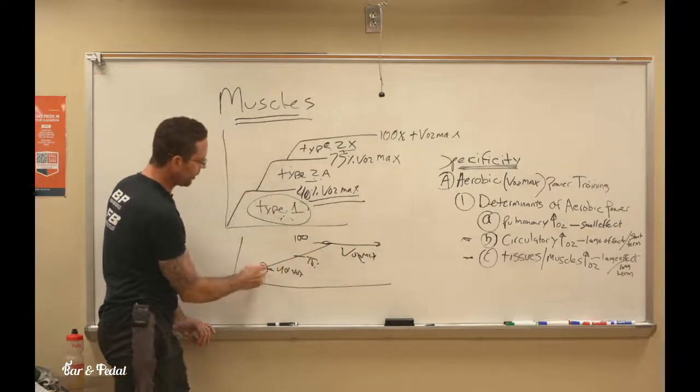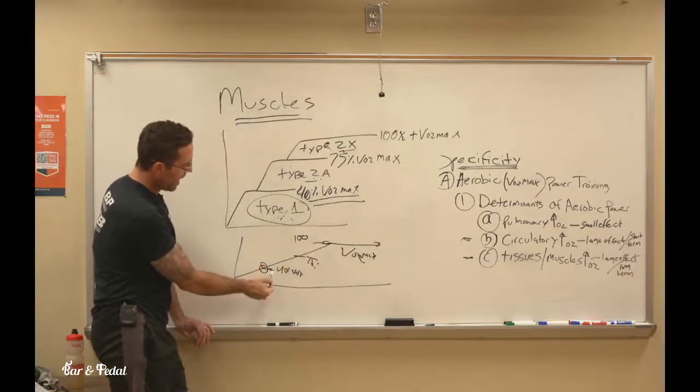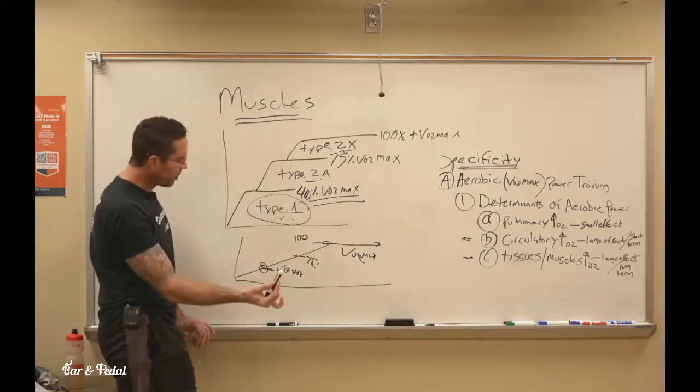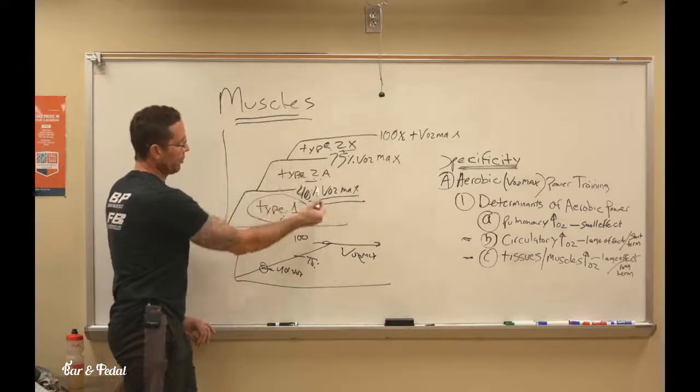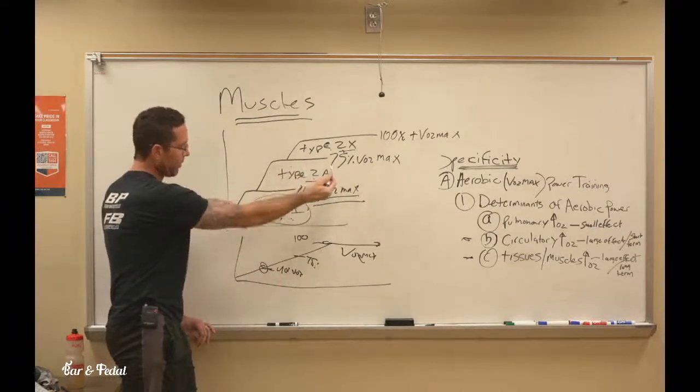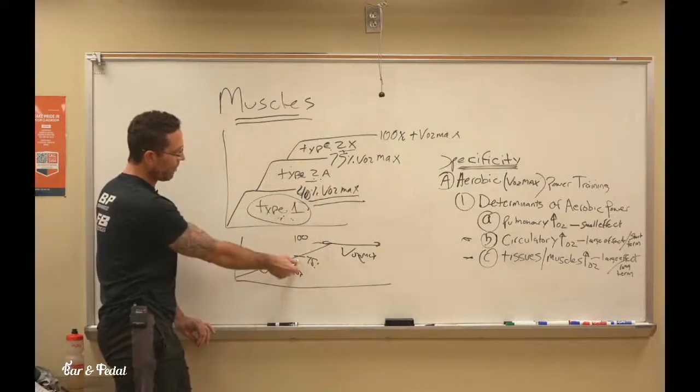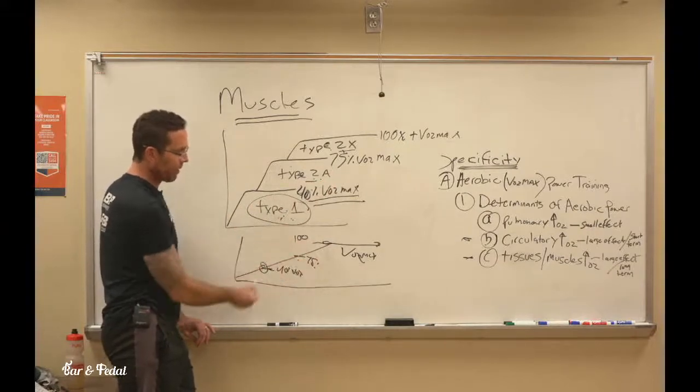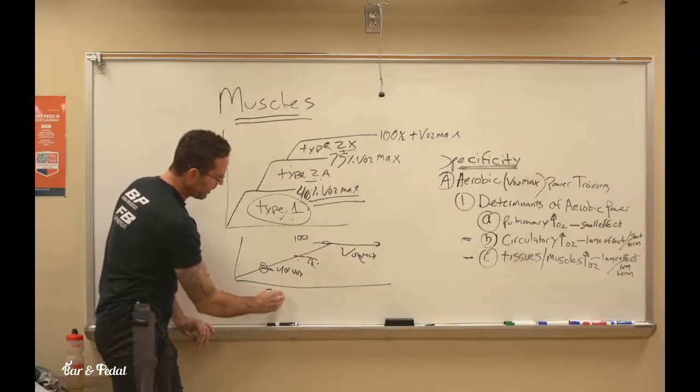Is your circulatory system getting a benefit at 40% VO2 max? Absolutely. Is your type 2s getting a benefit? They are not. So what if we push it up to 75? Our circulatory system gets, so this is cardiac output.